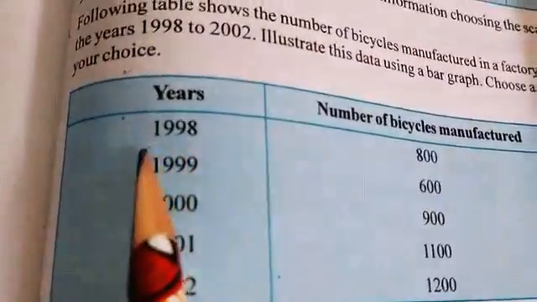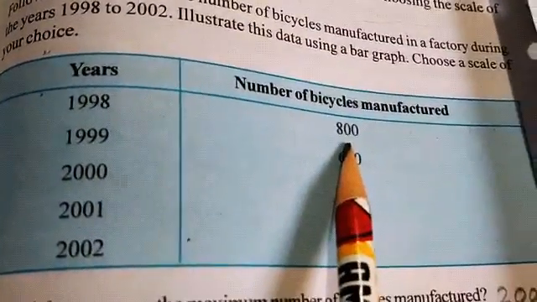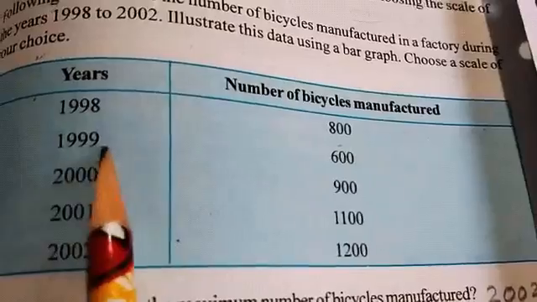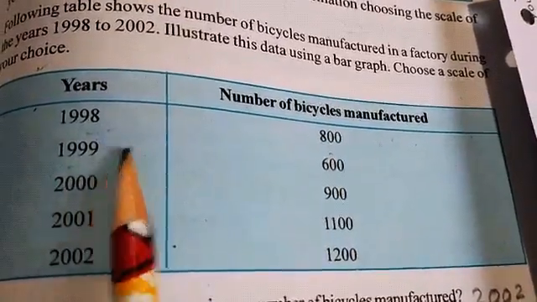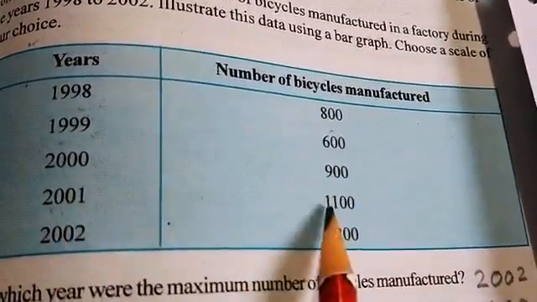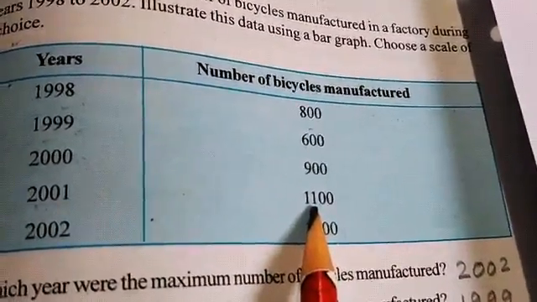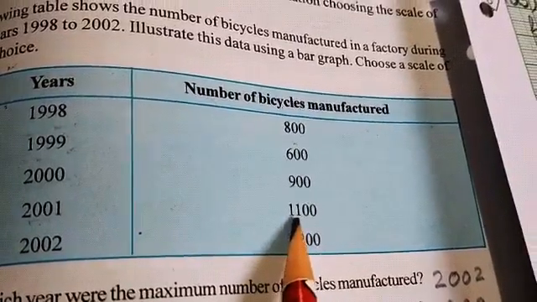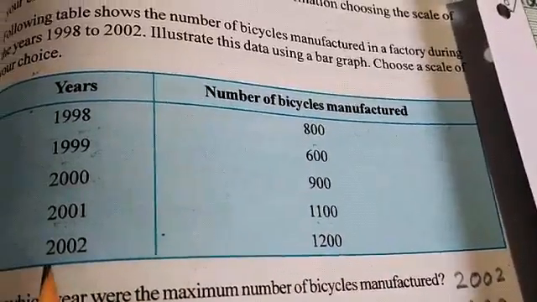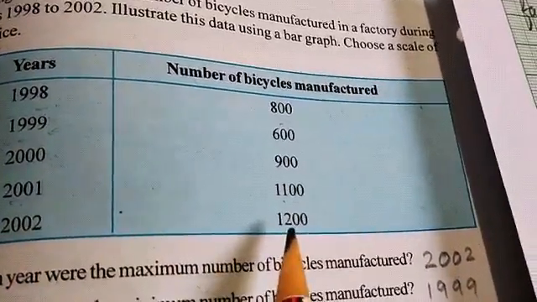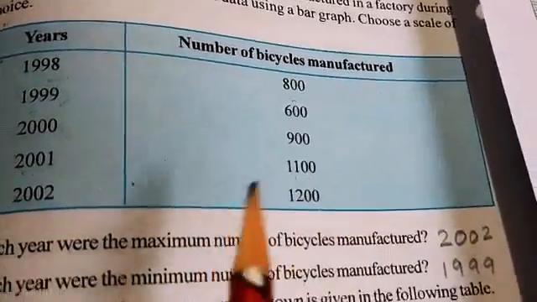देखो इधर लिखा है, 1998 में कितनी साइकिल बेची है? How much? 800. In 1998, 800 cycles; 1999, 600 cycles; in 2000, 900 cycles; in 2001, 1100 cycles; and in 2002 it is 1200 cycles, right?